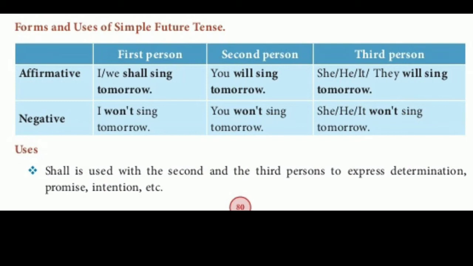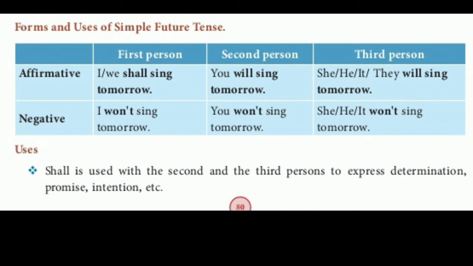You will sing tomorrow. He or she or it or they will sing tomorrow. See, normally I க்கு மட்டும் we can use shall. So other things we can use will. Negative form, I won't sing tomorrow. You won't sing tomorrow. She or he or it won't sing tomorrow.